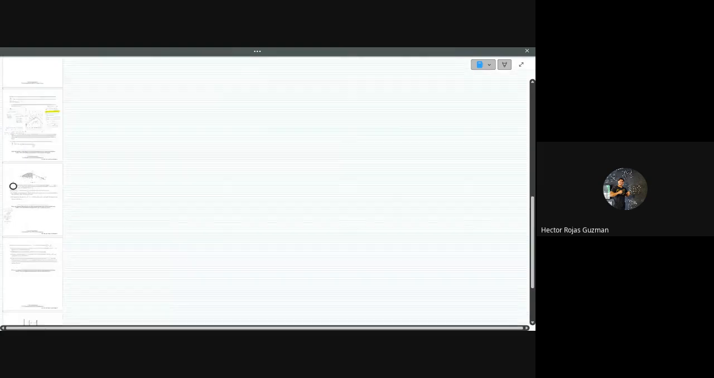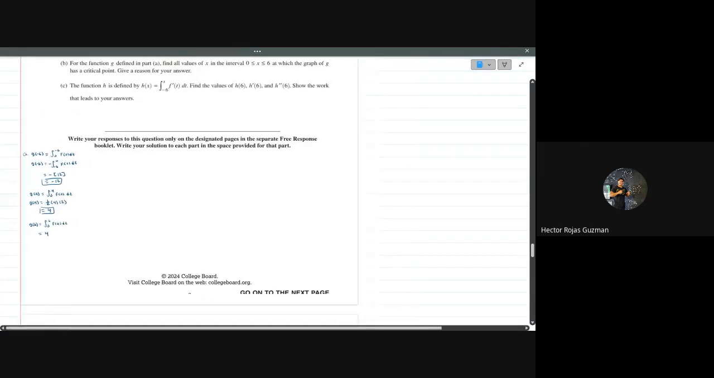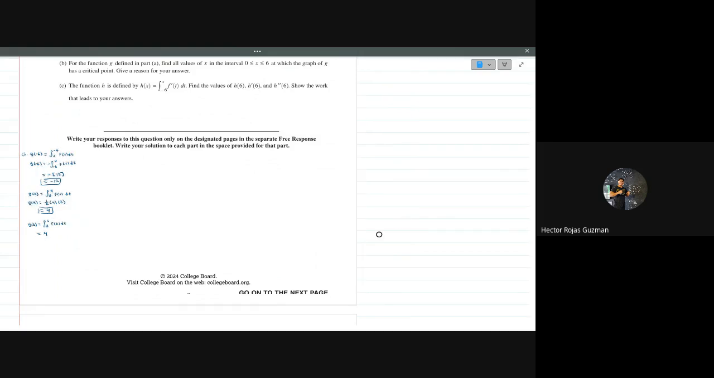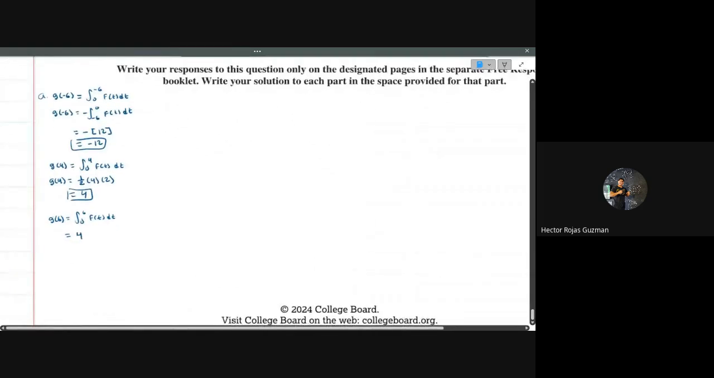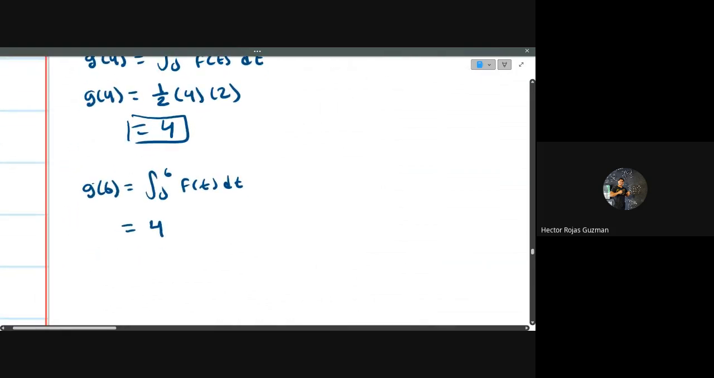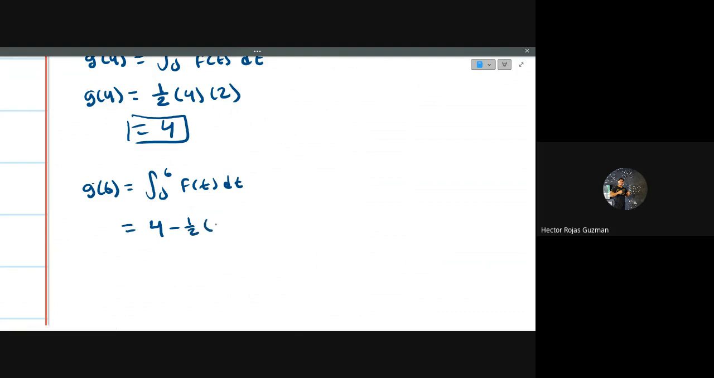Come on, zoom in. It didn't want to zoom in. I was afraid this was going to happen if I started zooming in or moving my page. It shouldn't be that hard to zoom in. There we go, finally. Okay. Minus 1/2. The base is 2. The height is 1. That's going to give us 3.